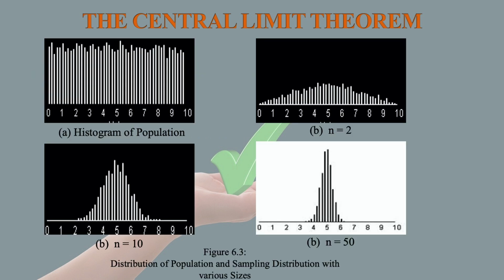Now this is the figure which was already mentioned. The first one, A, is the histogram of the population, and the second one is while taking n equal to 2, the normal distribution, it is flattened, and for the third one we have taken n equal to 10, sample size is more, and the last one is n equal to 50. So this shows the distribution of the population and sampling distributions with various sizes.